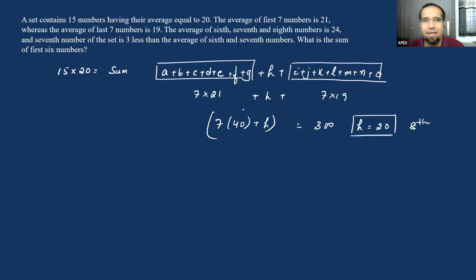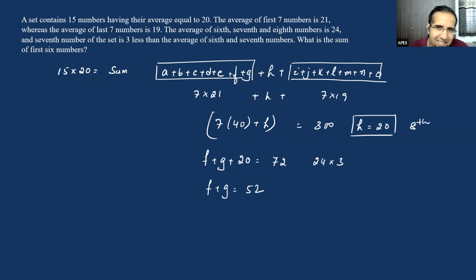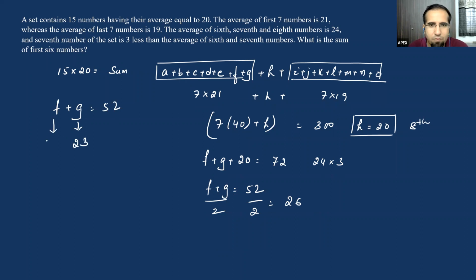Now the average of the 6th, 7th, and 8th number is 24. That means F plus G plus H is equal to 24 into 3, that is 72, which means I get F plus G is equal to how much, guys? 52. Now the 7th number of the set is 3 less than the average of these two. So the average of these two is equal to how much, guys? 26. So I repeat, 6th number plus 7th number is equal to 52. The 7th number is 3 less than the average, that is 23. So what is the sum of the first 6 numbers? Okay.